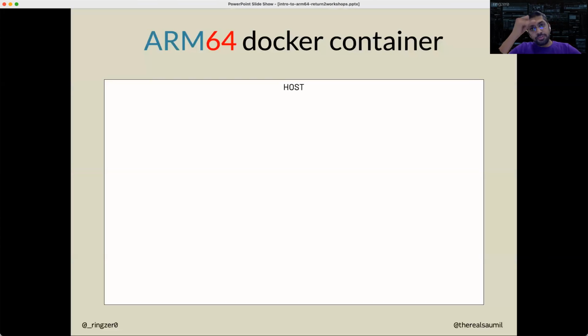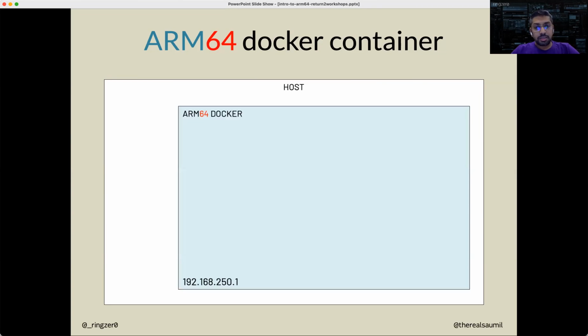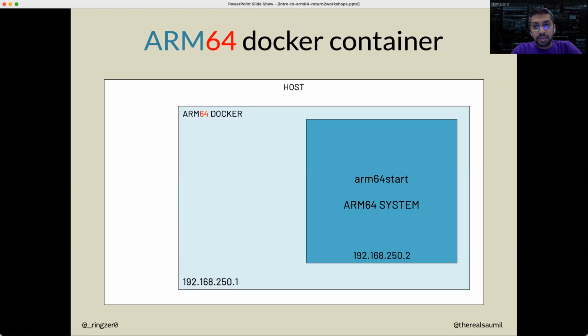Right. So first, I'm going to give you a very quick tour of the ARM64 Docker container that you're downloading right now. When you run the Docker container, it'll give you a Docker environment. And inside the Docker container, you have a QEMU for ARM64, which will run a 64-bit Linux on an emulated ARM CPU.